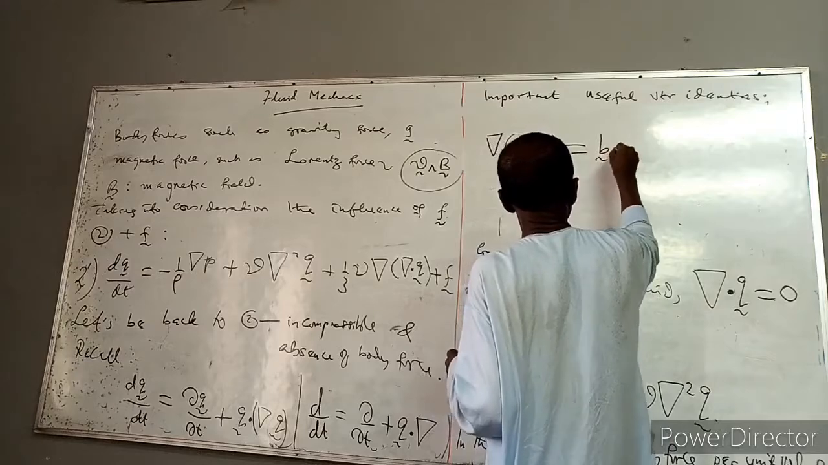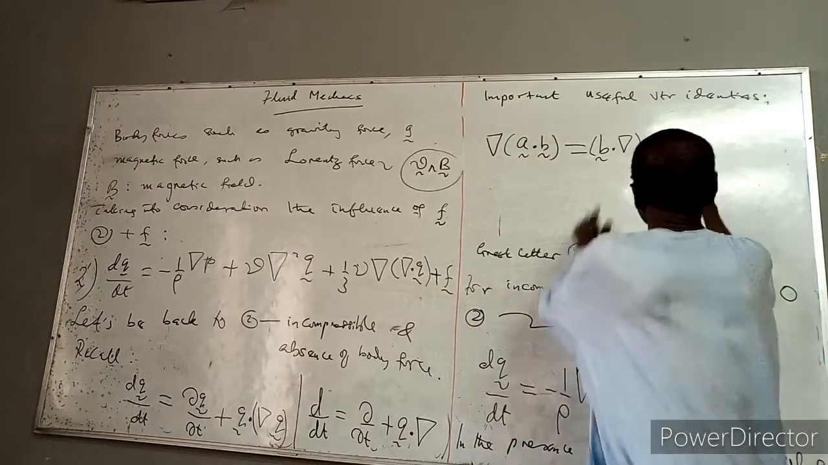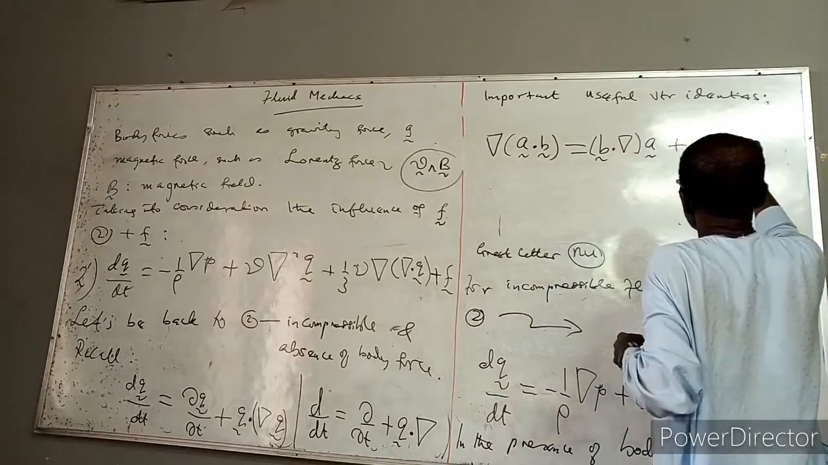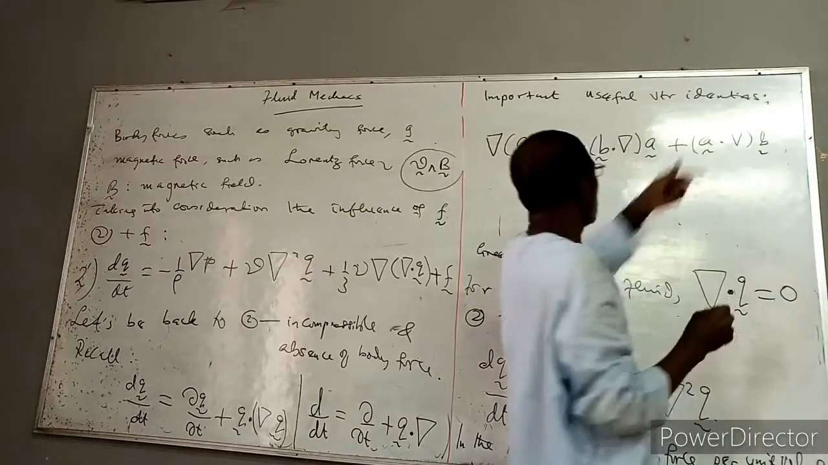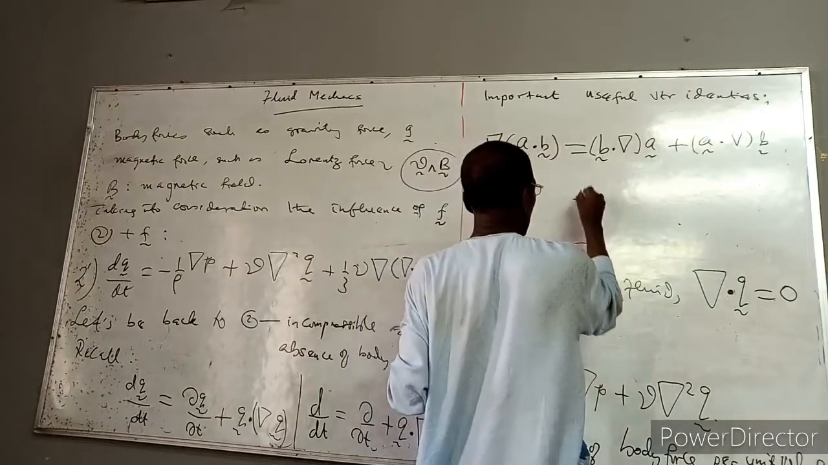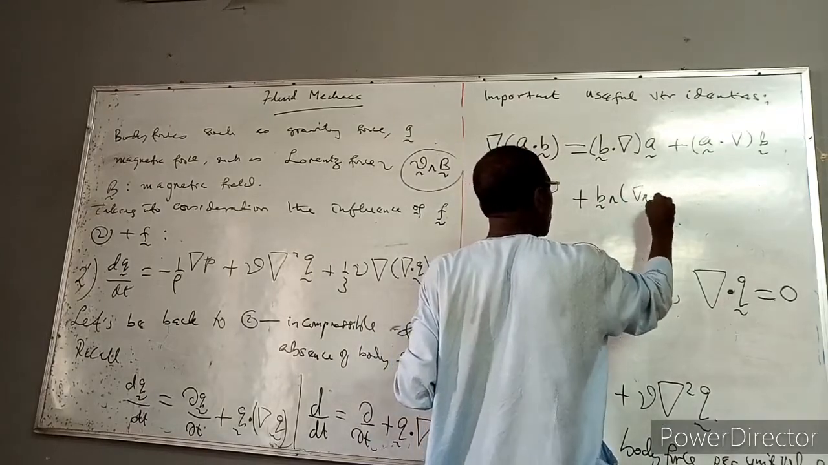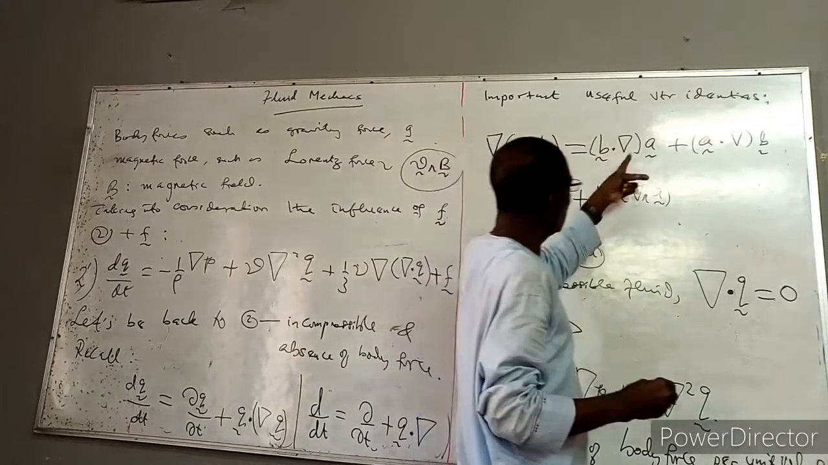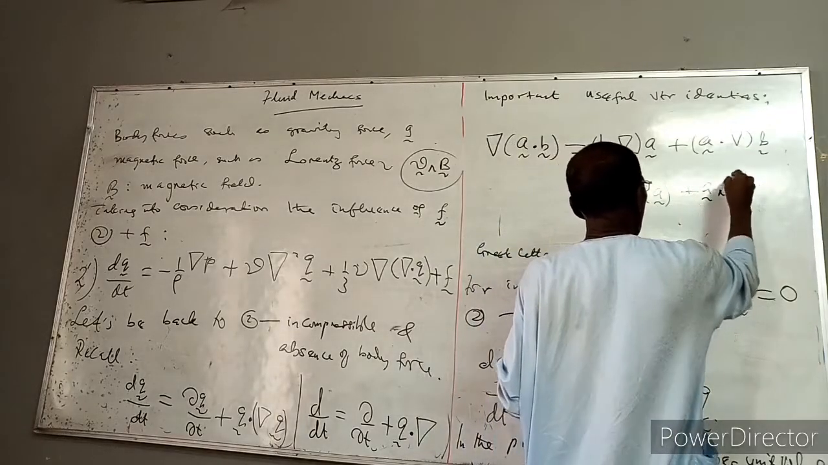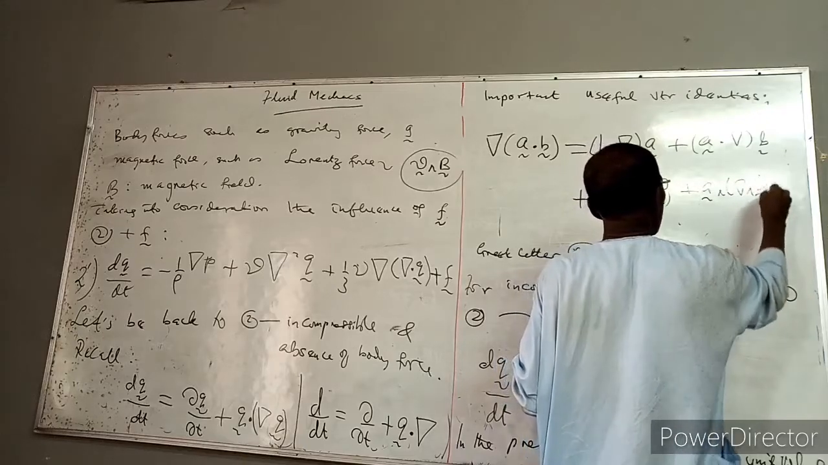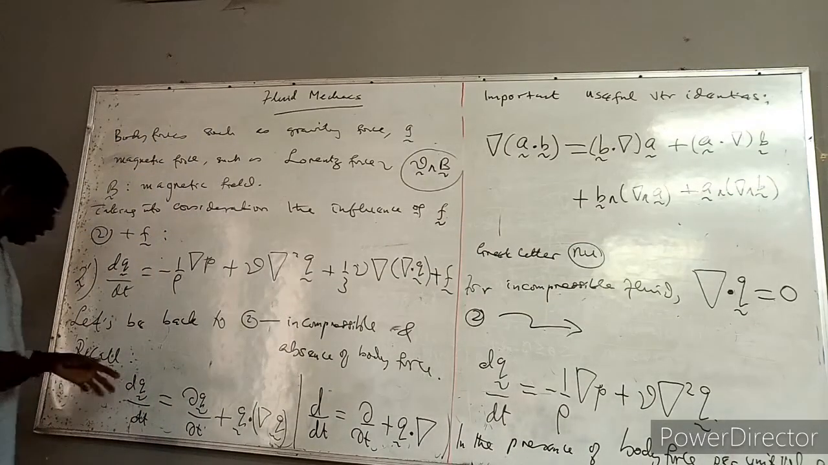This is expanded as A dot del B, plus B dot del A, plus A cross curl B, plus B cross curl A. You cannot interchange this with this, so interchange that with B. It's very easy to remember. Don't change it to this, and again, interchange it with this. That is A cross curl B, and B cross curl A. We need this because we want to get another form of this equation.